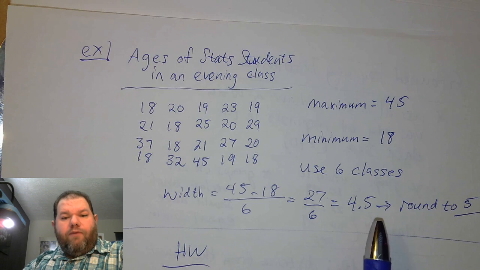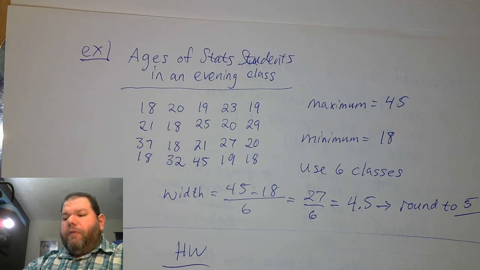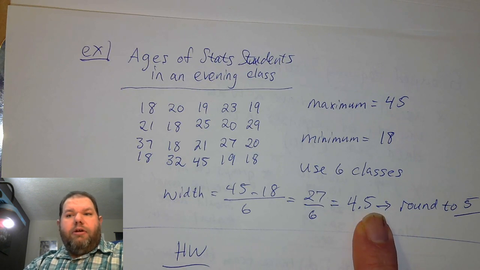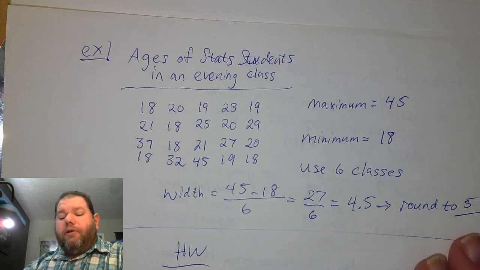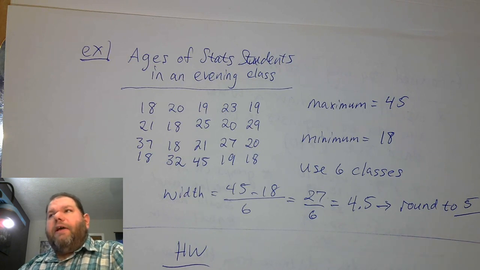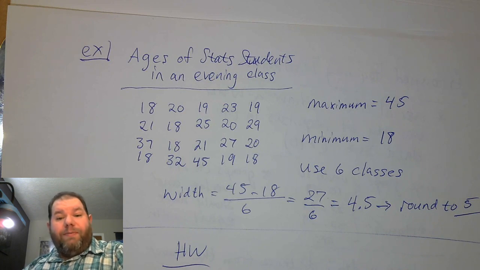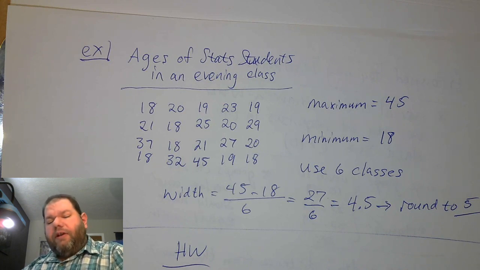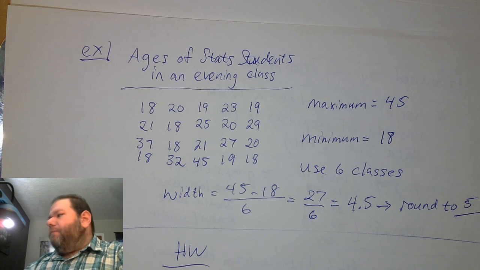Even if this had been 4.1, we'd round it up to 5, because if we make the width any smaller, then we won't get all of our data in the 6 classes. But if we make our width larger, that means that last class will contain the highest data value, and as a result, there will be a little bit more space in that last class beyond the highest data value, but it will contain everything in classes with equal width.